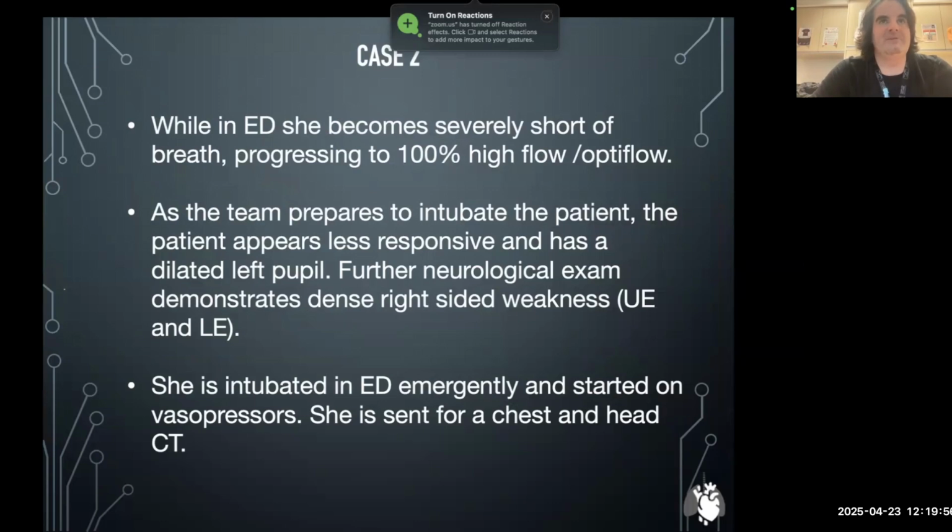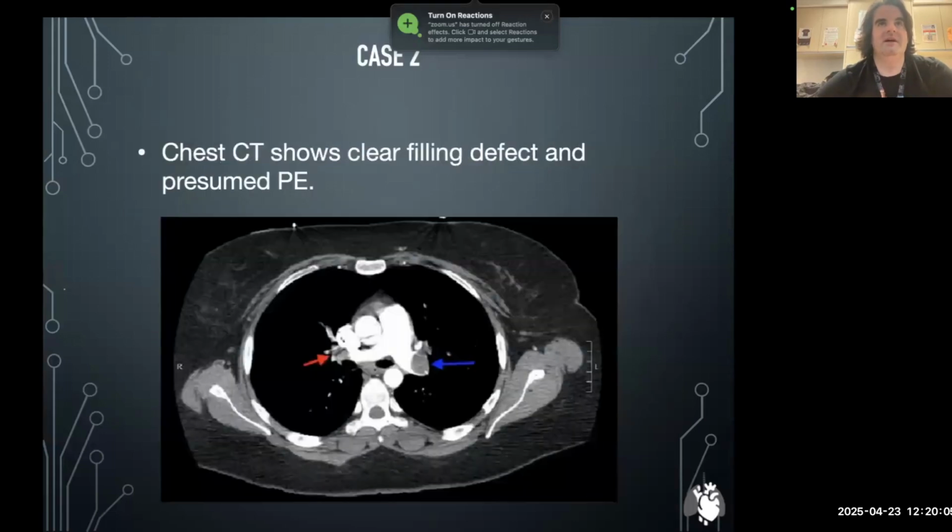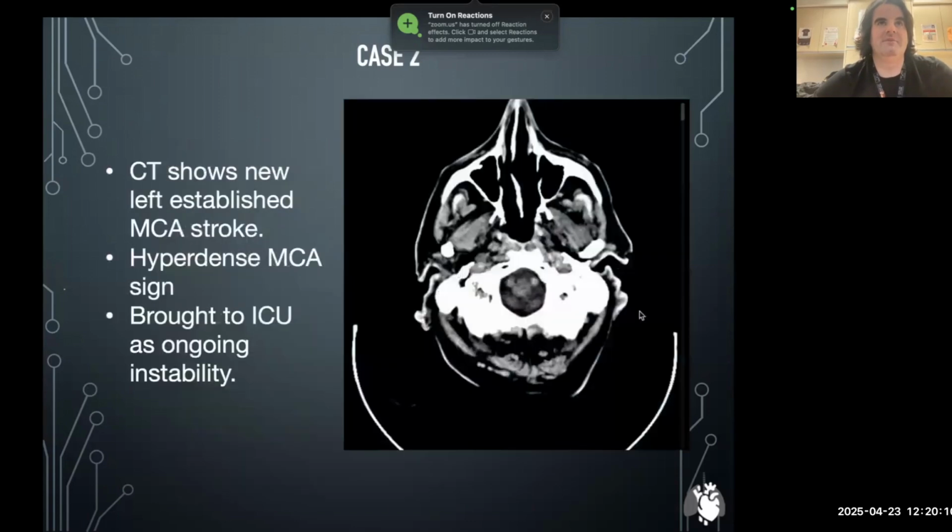She is intubated in the emergency department and started on vasopressors. She is sent for a chest and head CT. Okay, the chest CT shows a clear filling defect and presumed PE. And the CT shows, let's see if this will actually display here.